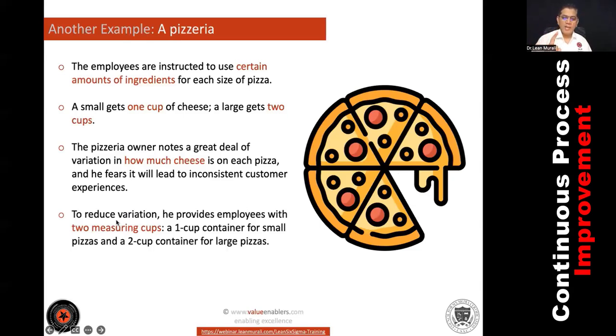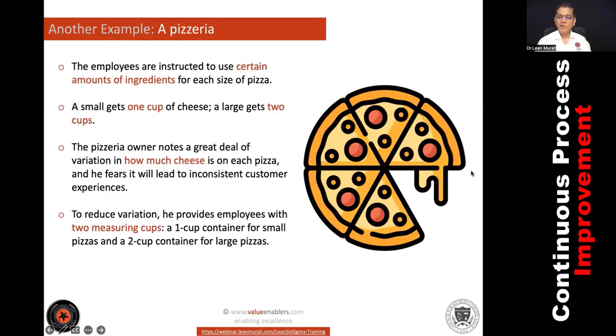So 1 cup for small pizzas and 2 cups for large pizzas. A 2-cup container, a larger cup, okay? Or 1 cup you put for this thing and 2 cups you put for a large pizza. Use the same cup, but 2 cups you put. Will it eliminate variation or will the variation still exist? So the variation will still exist. There will be a small variation. How can you further reduce those variations?